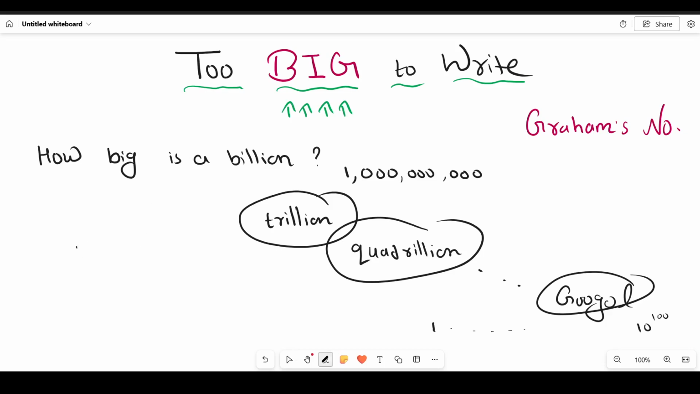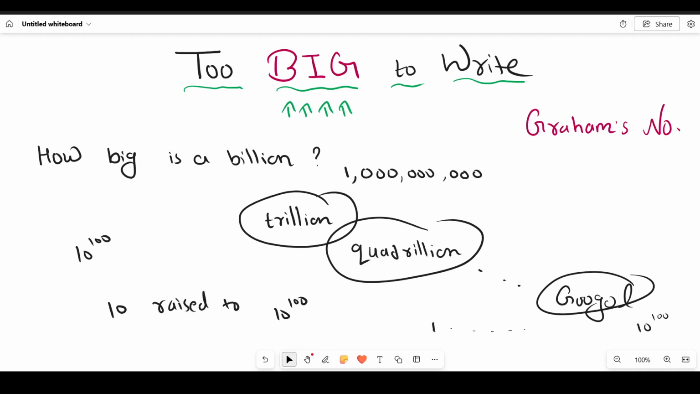Suppose I write 10 raised to 100. Now imagine 10 raised to the power 10 raised to 100. So 10 raised to 100 is already a very giant number, and 10 raised to 10 raised to 100 is again a very giant number. So how will we write such big numbers in a notation format? That we will discuss in this lecture, and we will discuss the up arrow notation.